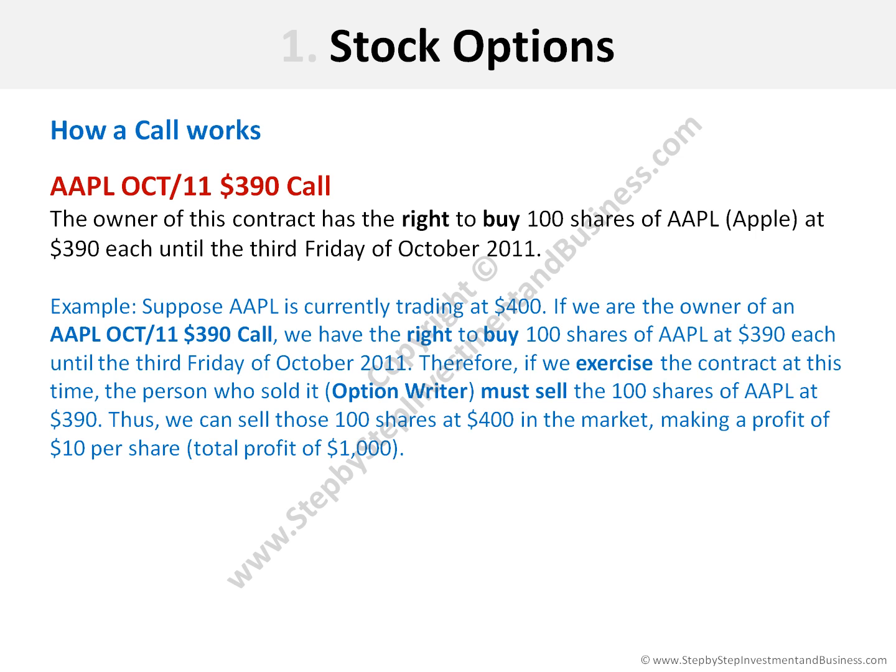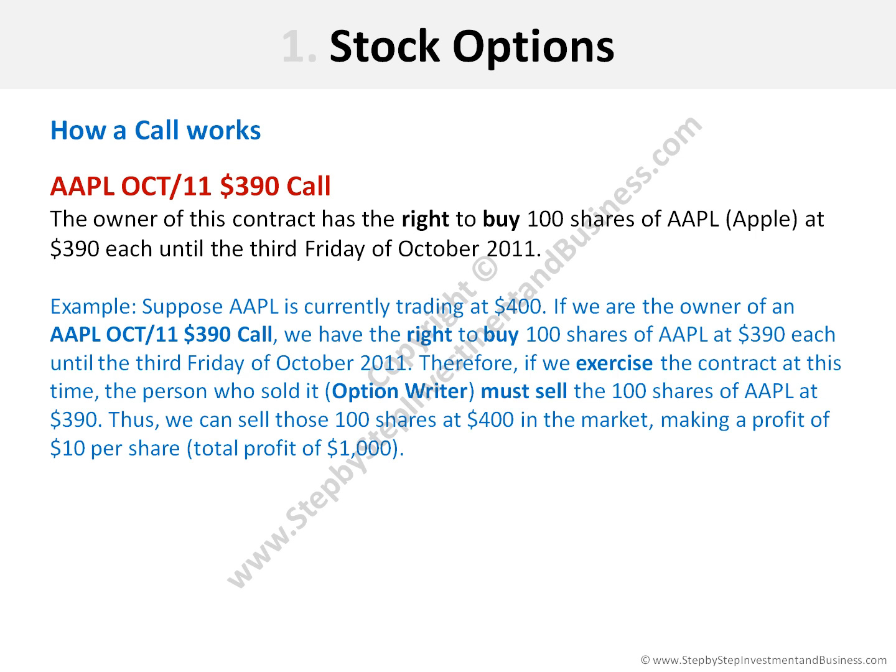Let's see how a call works. Suppose we have the contract called Apple October 2011 $390 call. The owner of this contract has the right to buy 100 shares of Apple at $390 each until the third Friday of October 2011.